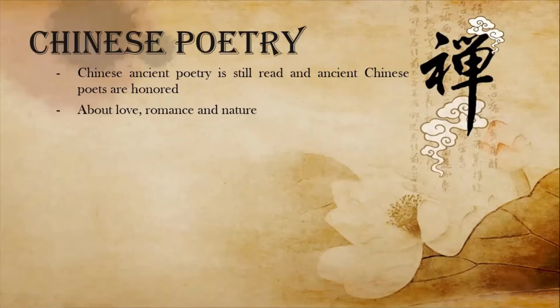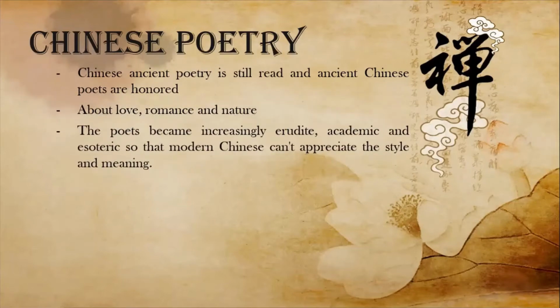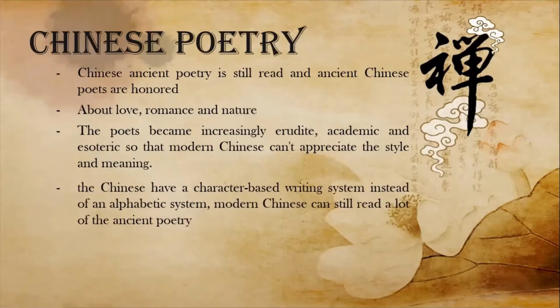Though much poetry was written in the eras following the Song dynasty, it is thought that the poets became increasingly erudite, academic, and esoteric, so that modern Chinese can appreciate the style and meaning. Since the Chinese have a character-based writing system instead of an alphabetic system, though the languages have changed, modern Chinese can still read a lot of the ancient poetry.